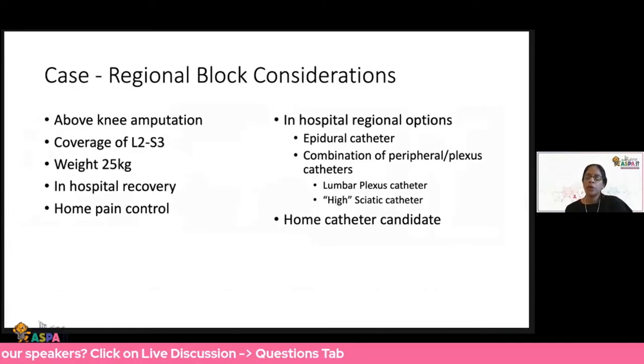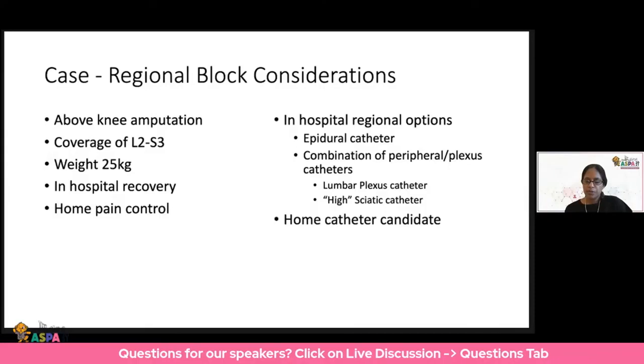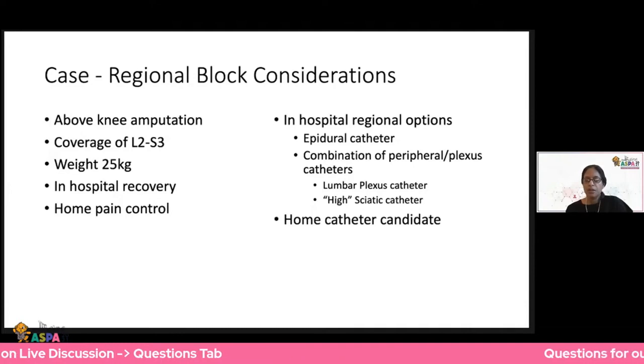And then thinking about where she is recovering, in hospital recovery, and then her home recovery and pain control at home. In hospital, regional options are numerous, but they can include an epidural. They can include a combination of peripheral and plexus catheters.